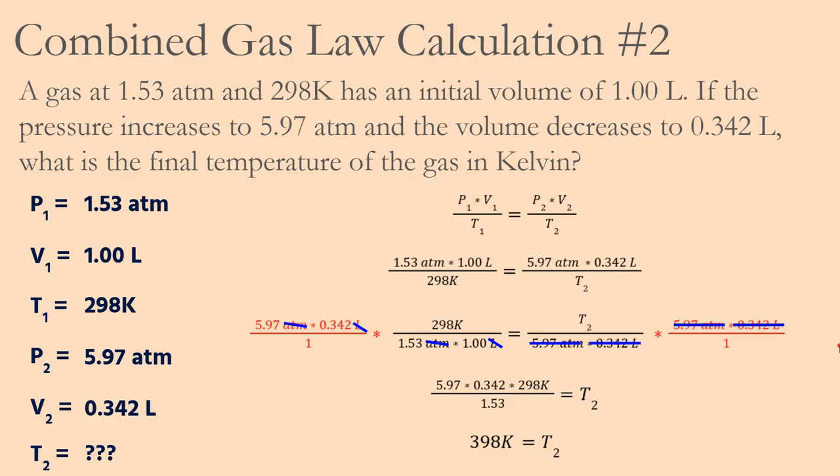Now, this is one way to get around a situation when the variable you're looking for is in a denominator, but you can also use cross multiplying. If you've learned cross multiplication, it absolutely works in this situation every time. So whether you want to do the problems this way or you want to do it with cross multiplication, either way works. And that is how you do a combined gas law problem.